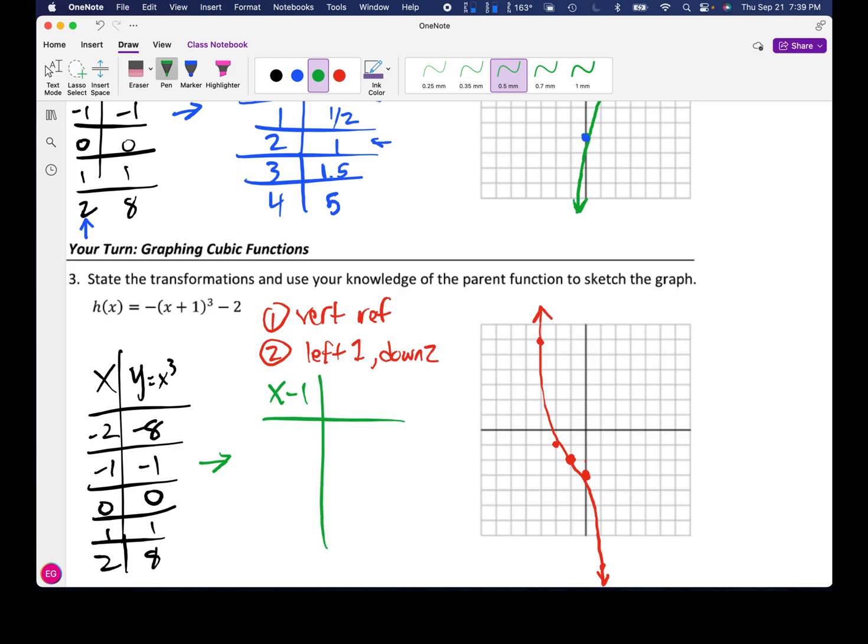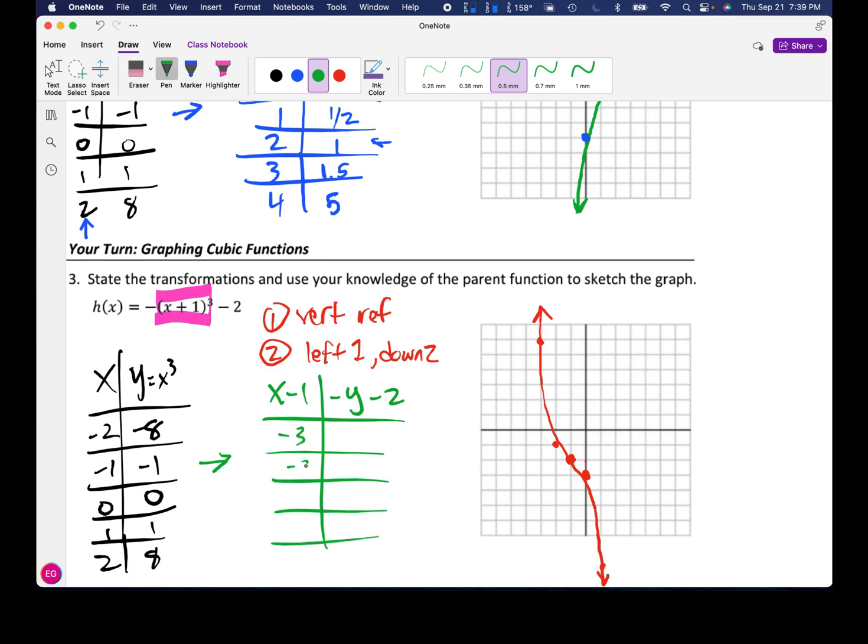X minus 1 is going to be your transformation. That's the left one. Our y value is going to be negative y minus 2. And again, that's because the entire cube is what y is. So we're doing negative y minus 2. And we're just going to apply this to the table.